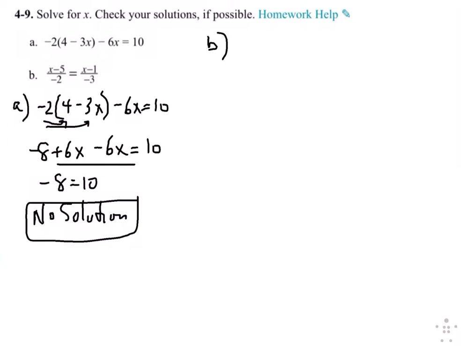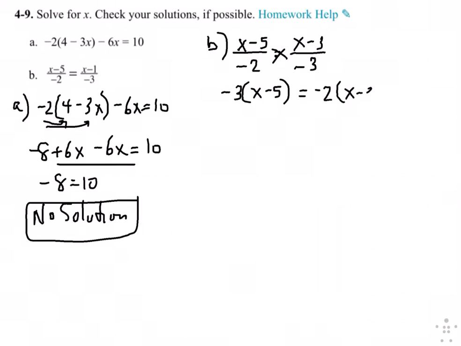For b, we have, okay, so for b, we have x minus 5 over negative 2 equals x minus 3 over negative 3. We cross multiply. So I have negative 3 times x minus 5 equals negative 2 times x minus 3. We distribute negative 3 times x is negative 3x, times negative 5 is plus 15.